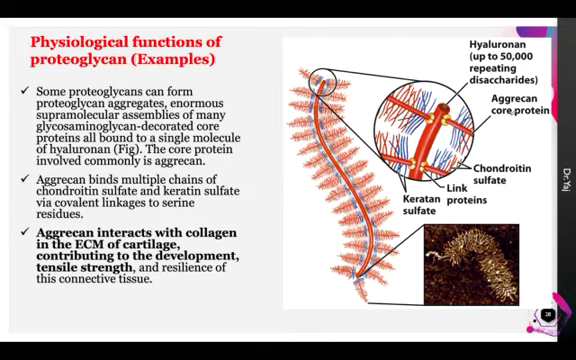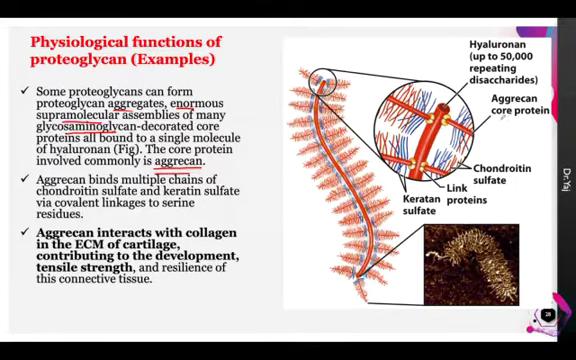Let's take another example away from clotting. So we have certain proteoglycans which can form aggregates, and these aggregates are often enormous supramolecular assemblies where we have a glycosaminoglycan core bound to a single hyaluron molecule. The core protein involved is the protein called aggrecan.